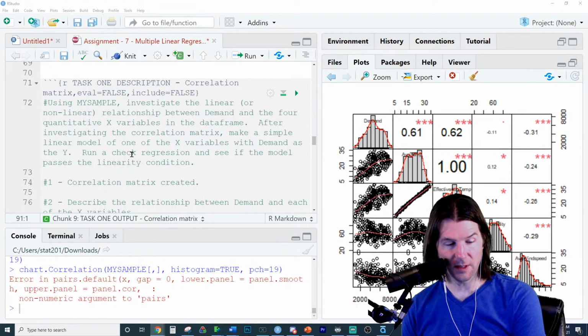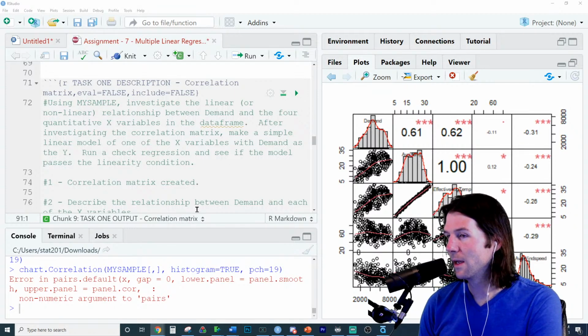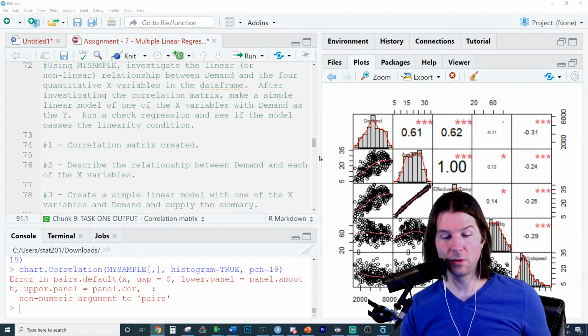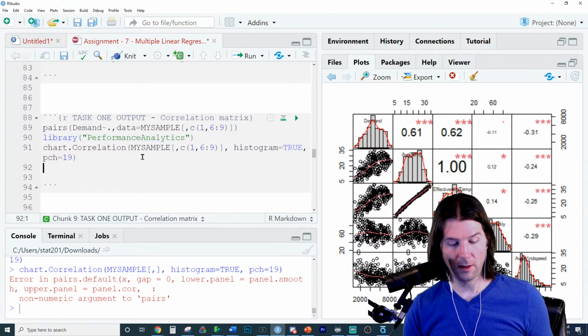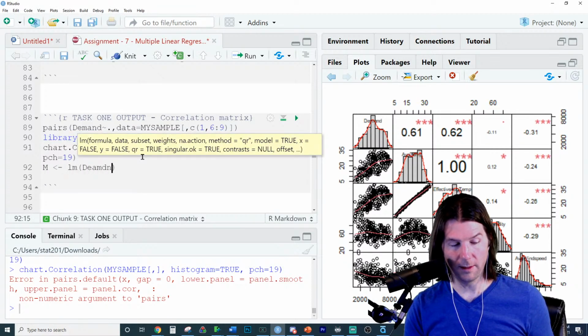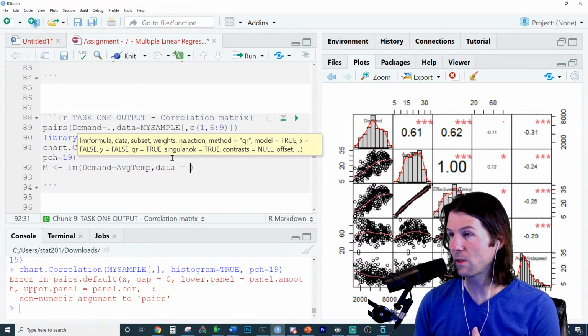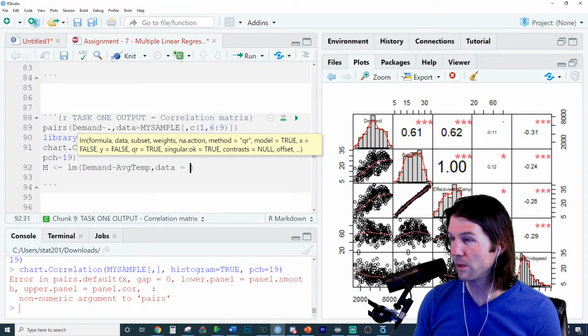After investigating the correlation matrix, make a simple linear model of one of the X variables with demand, and run a check regression to see if the linearity condition passes. So when you choose demand tilde average temp, let's go here and go lm(demand ~ AVG temp, data = ...). To be specific, you need to investigate the relationship right here and talk about whether you think there's linearity.